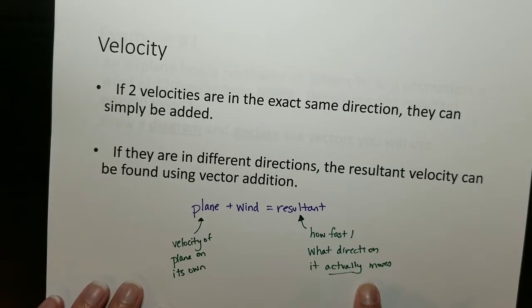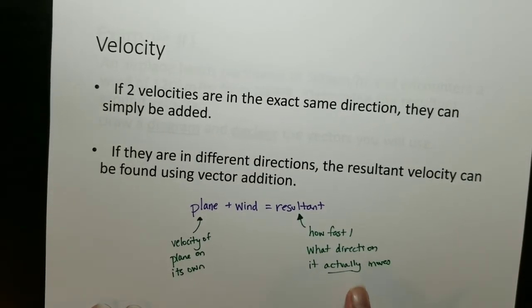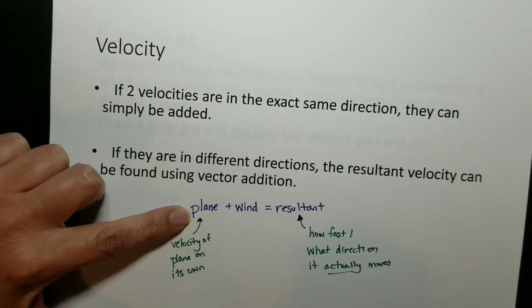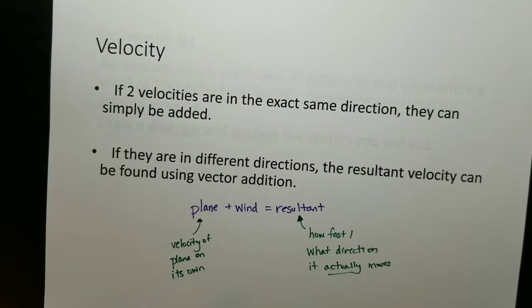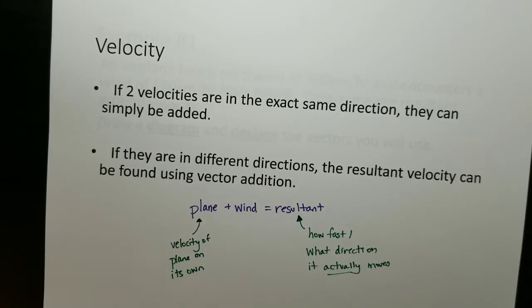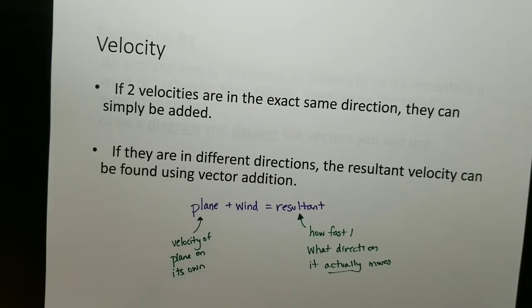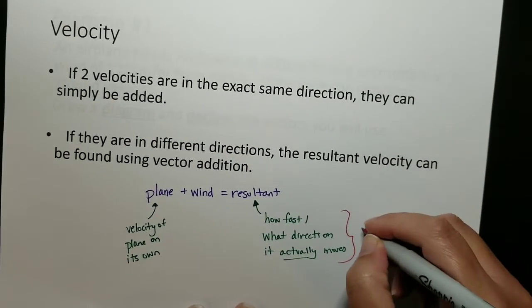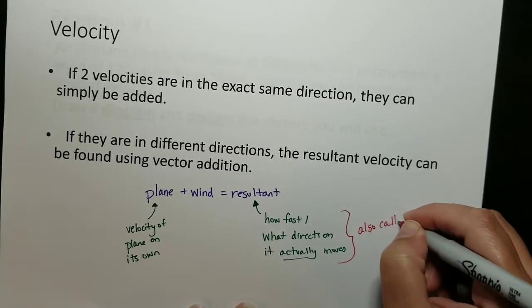So the resultant is the actual real life velocity. The plane velocity is more theoretical. If there was no wind at all, how fast and in what direction would the plane be moving based on what the speedometer says, I don't know if planes have a speedometer, but that kind of thing, based on how fast the plane would be moving itself. The resultant is what actually happens to the plane when the wind is factored in. This is also sometimes called the ground velocity.